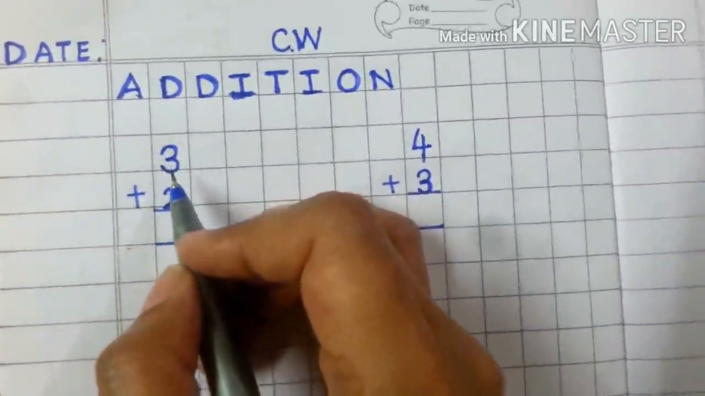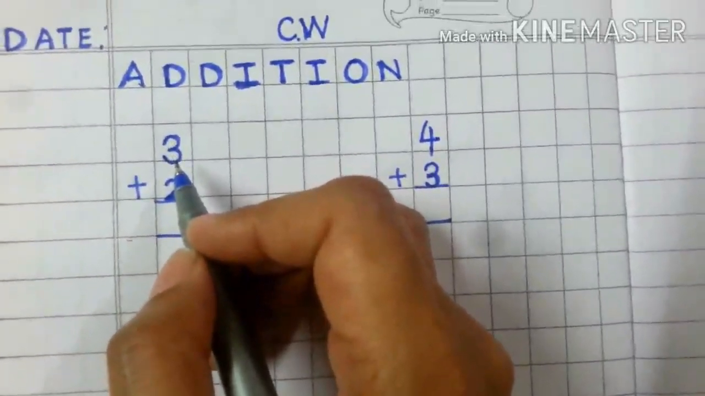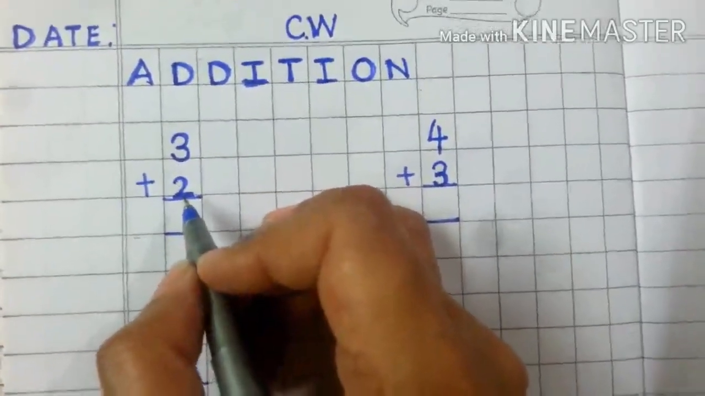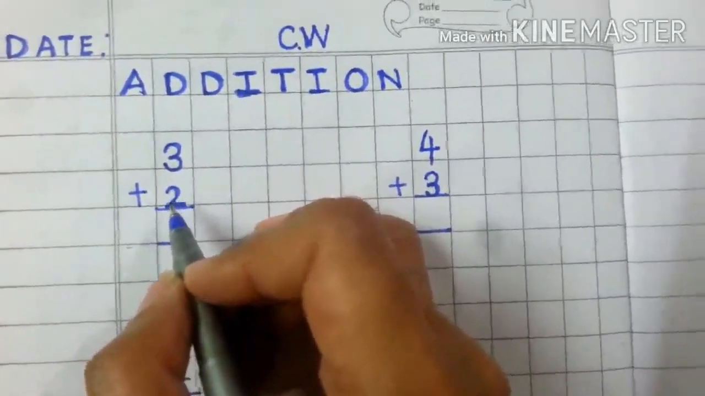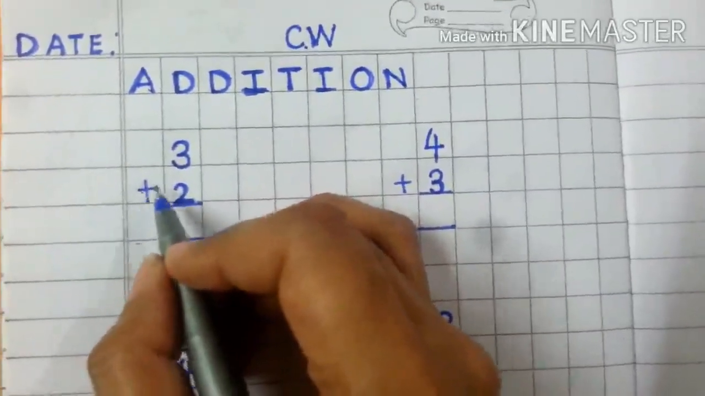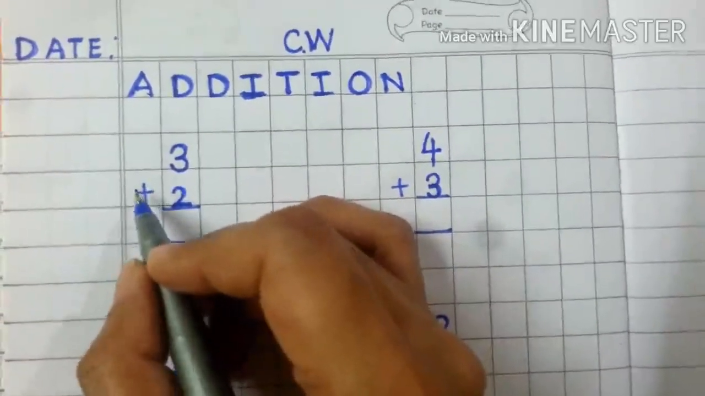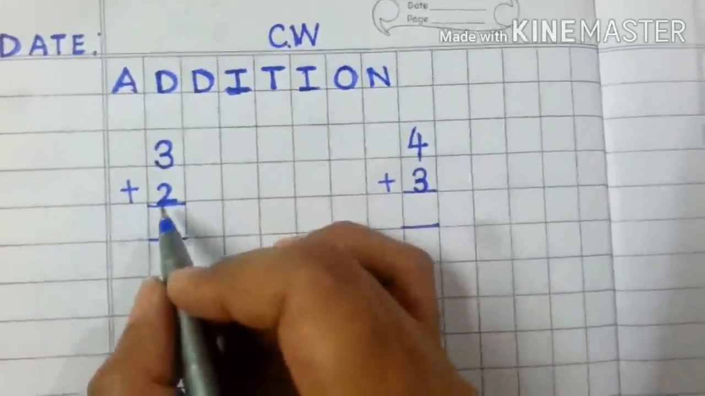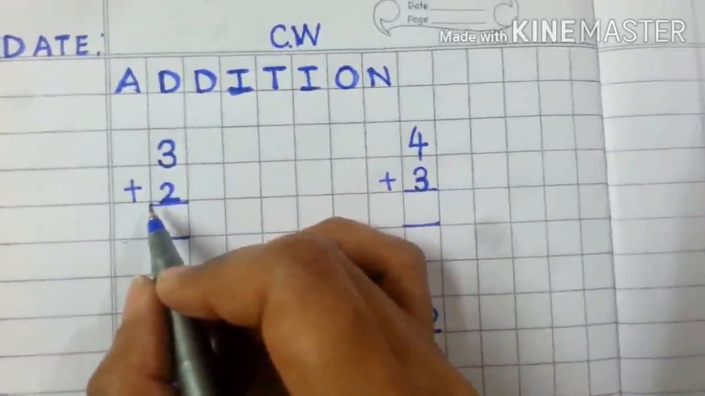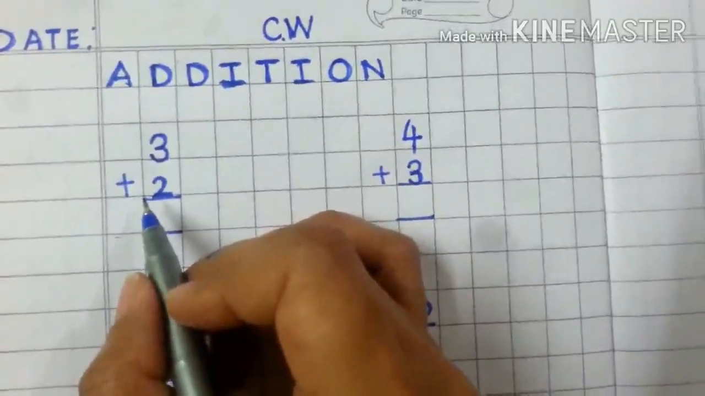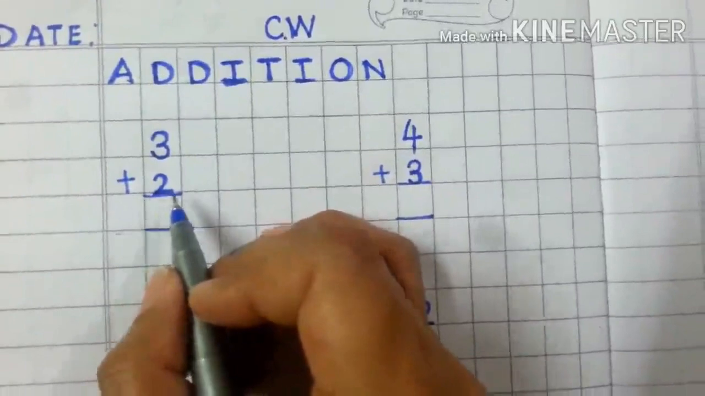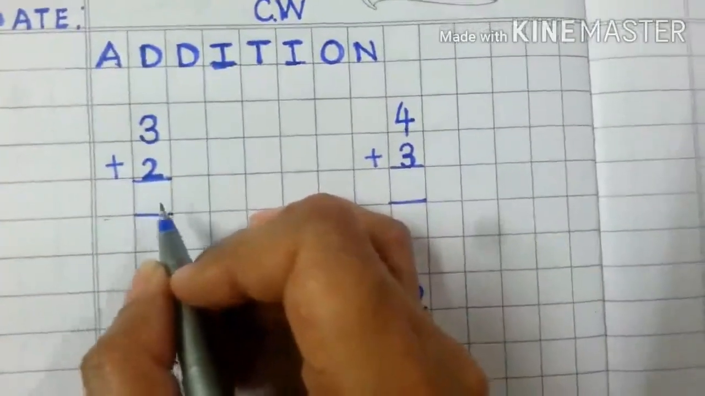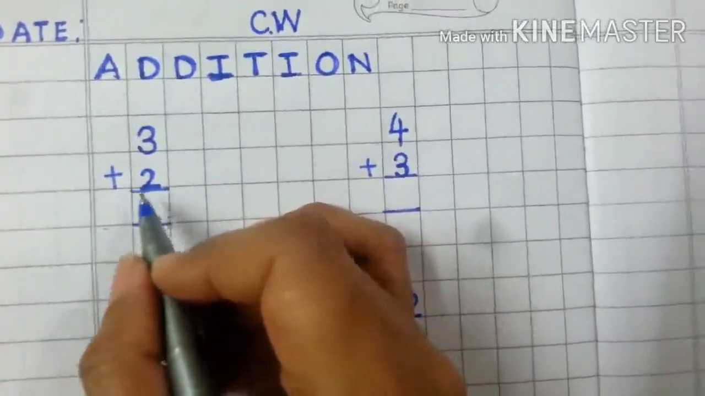After that, write number 3. Below number 3, write number 2. Then, put the sign of addition, plus sign. Then, draw 2 lines. One is on the top of the box, then other is at the bottom of the box. Draw 2 lines.